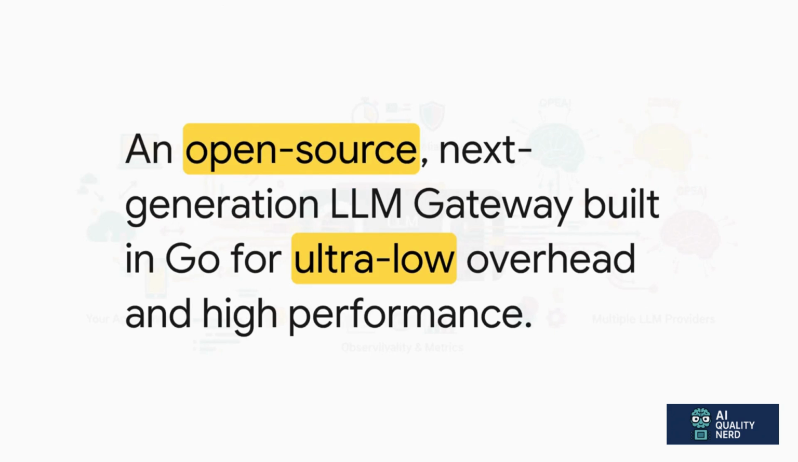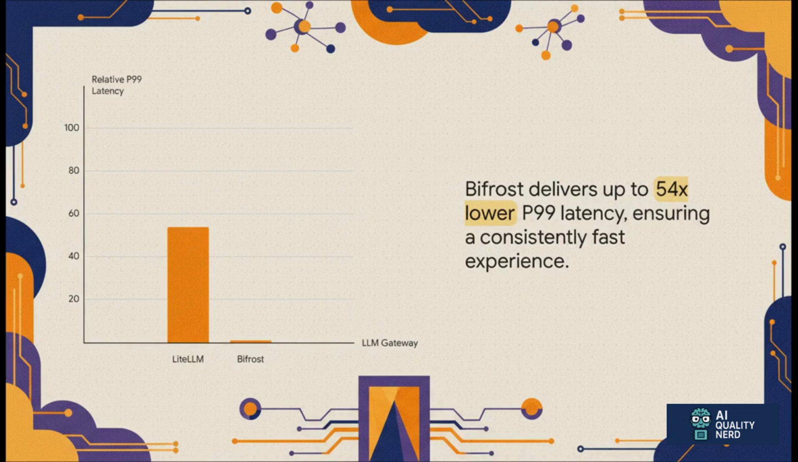So just for a second, let's use Bifrost as a quick example of what a state-of-the-art, high-performance gateway looks like. It's open source, it's built for pure speed, and it really has all those core ideas we've been talking about baked right in, from automatic fallbacks to built-in observability. And visually, the performance gap here is just huge.